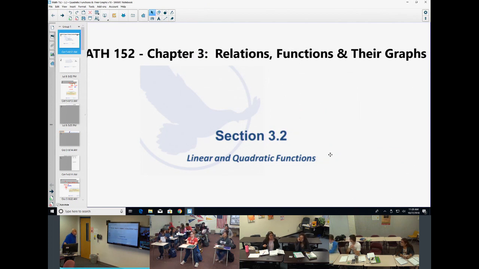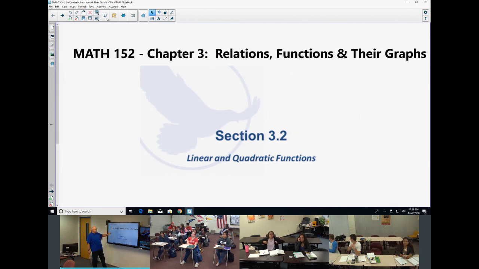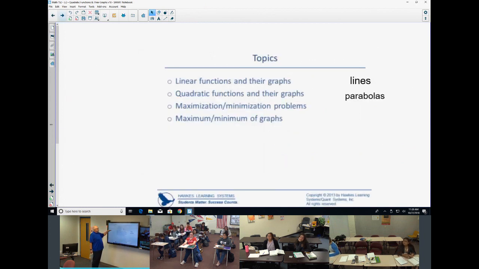This next section is about linear and quadratic functions. These are usually the first ones that you learn to graph: graphing lines and graphing parabolas. Again, I think most of this section will be a review. So we have linear functions and their graphs, which are lines, quadratic functions and their graphs, the parabolas, and then maximum and minimum problems and maximums of graphs. When I said I was going to teach you how to find that max point on that one problem, that's going to be in this section right here.